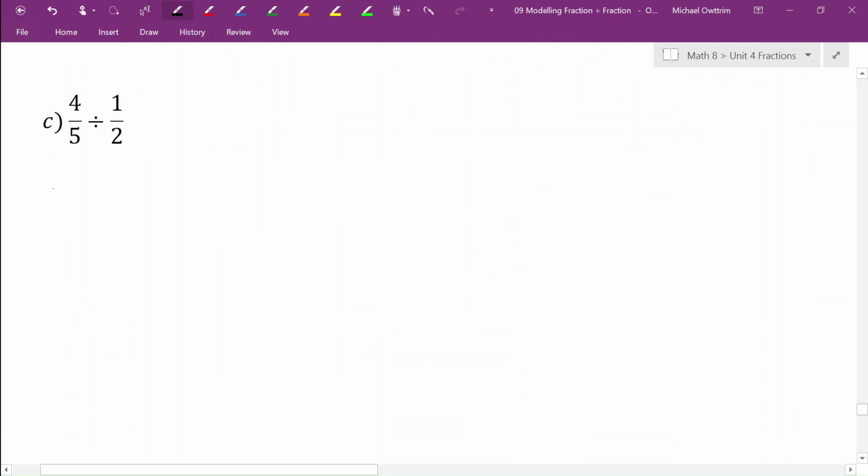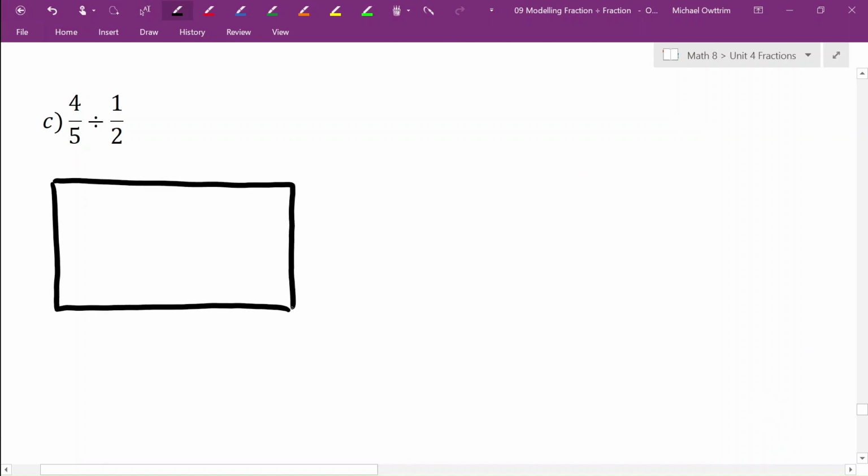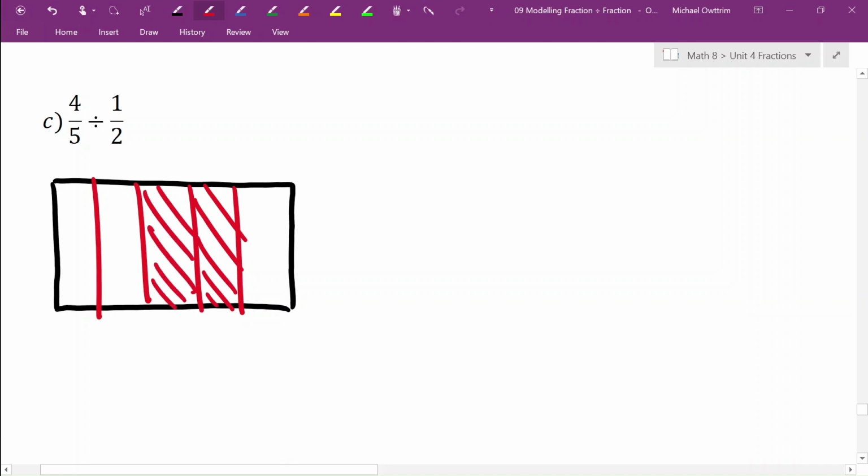Question C, we're going to start with 4 out of 5 columns filled in. So 1, 2, 3, 4 dividing lines makes 5 columns. We have 4 of those. We're going to split those into 2 rows for our second one. We're told one full group is made out of one full row.